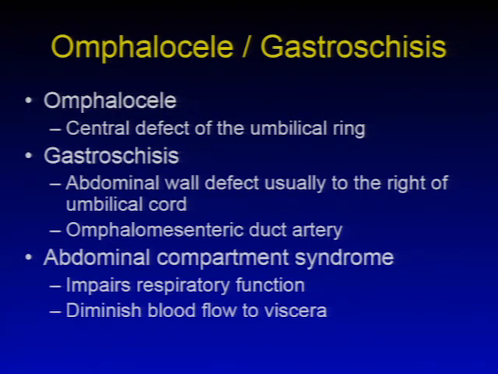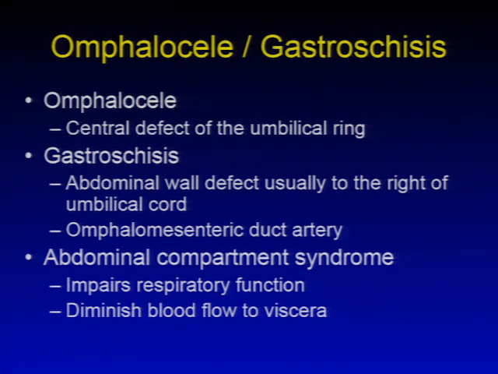In omphalocele, there's a central defect of the umbilical ring. So this herniation leads to an enclosed visceral peritoneum, and usually is larger than the gastroschisis in comparison.